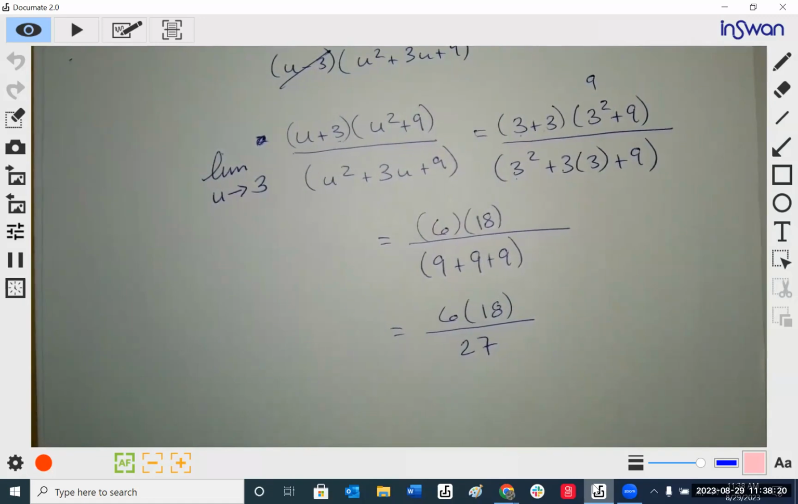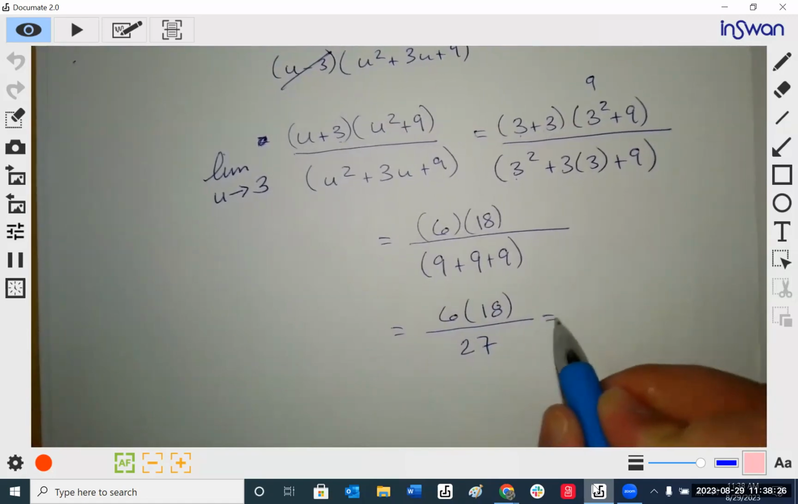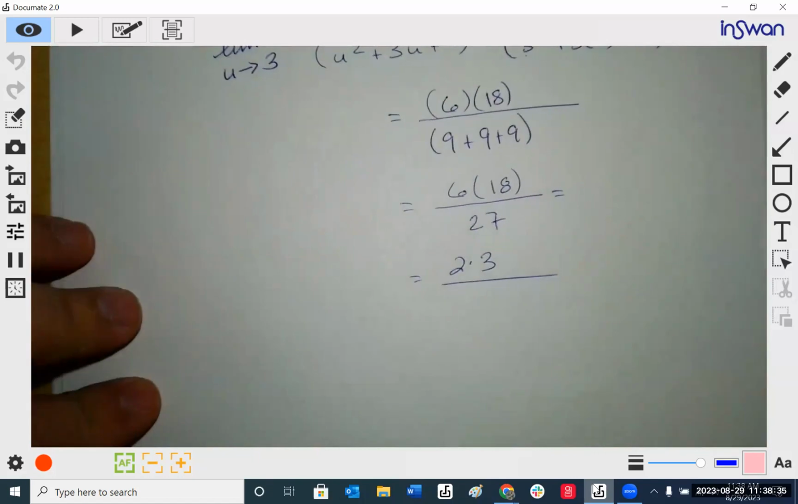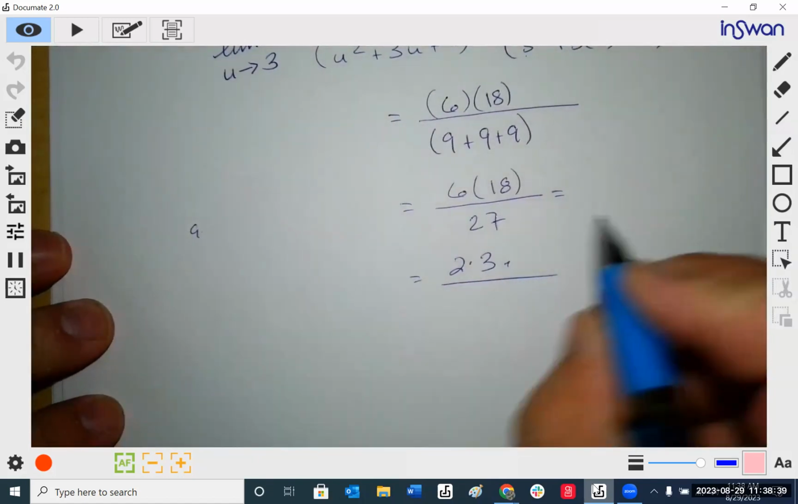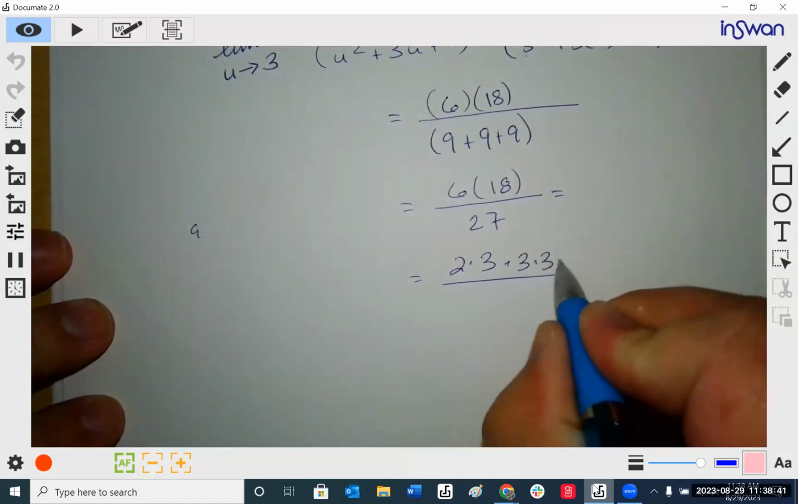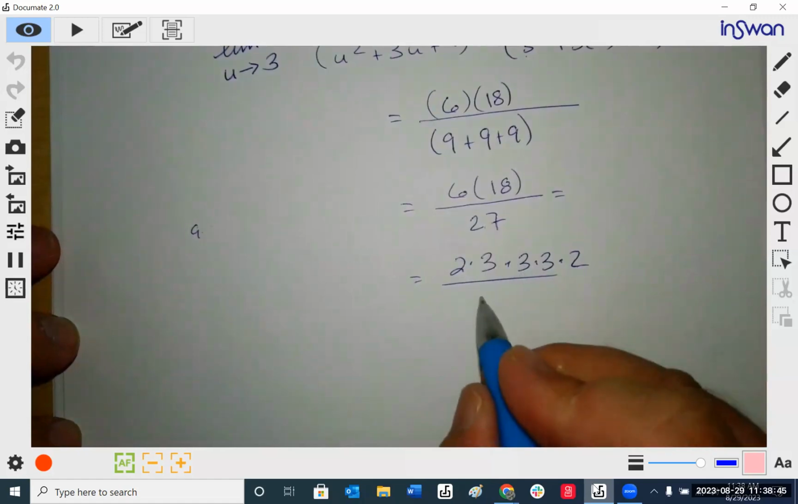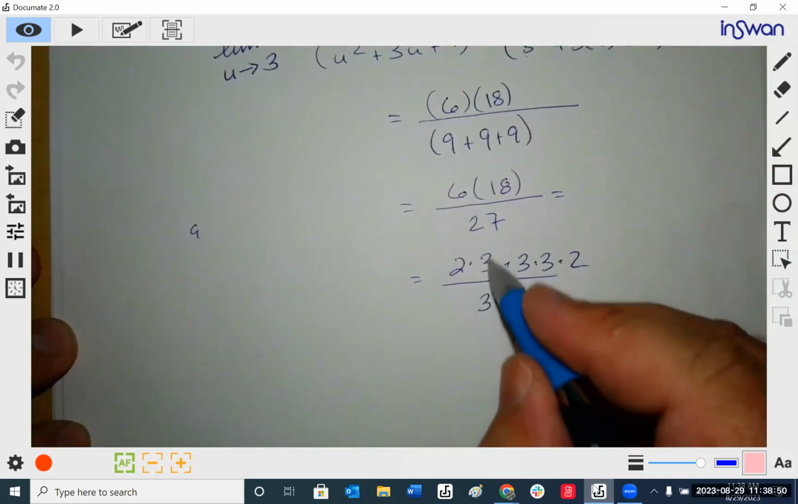So far, so good. What do they both have in common? Before we don't have to multiply anymore, we now start simplifying. If you think about it, 6 is made up of 2 times 3. 18 is 9 times 2, right? So it's 3 times 3 times 2. 27 is 3 times 3 times 3.